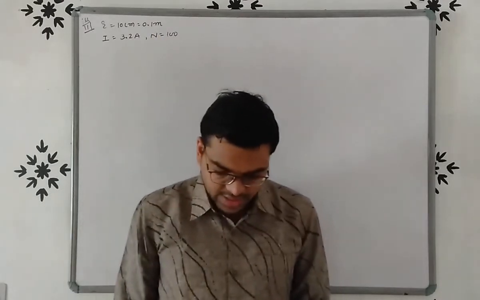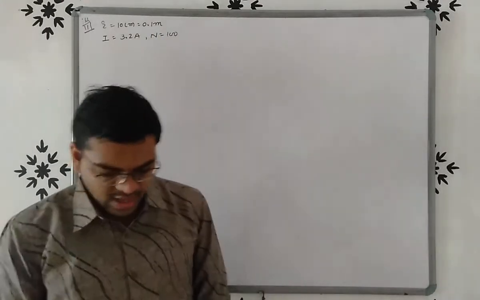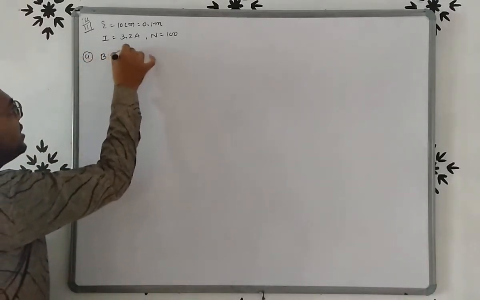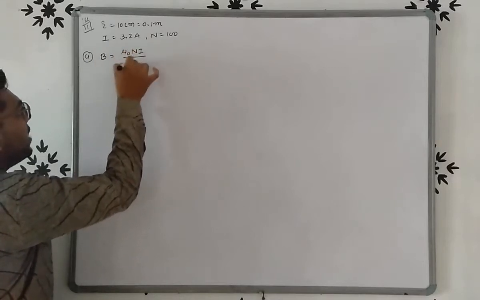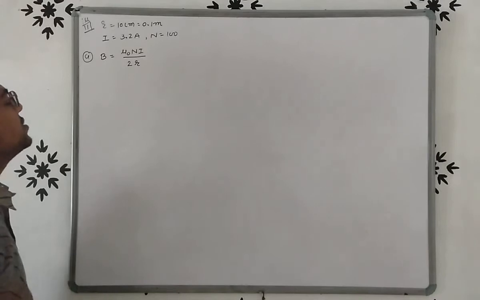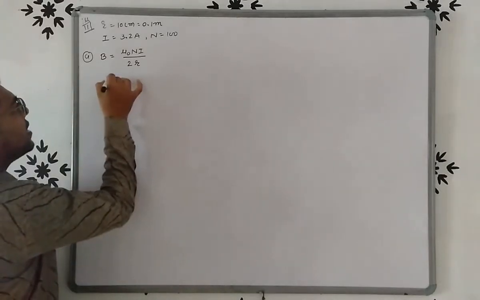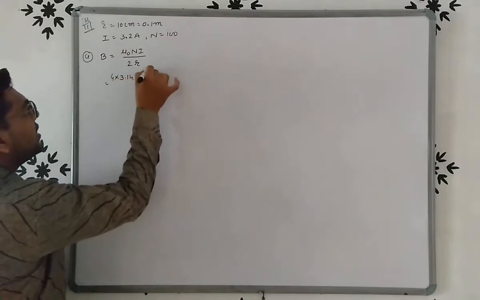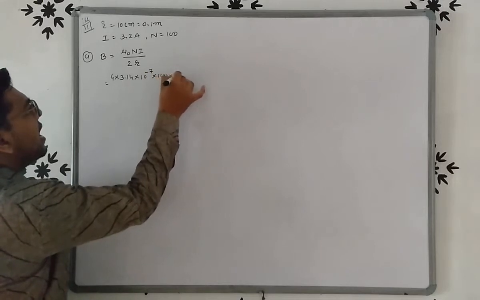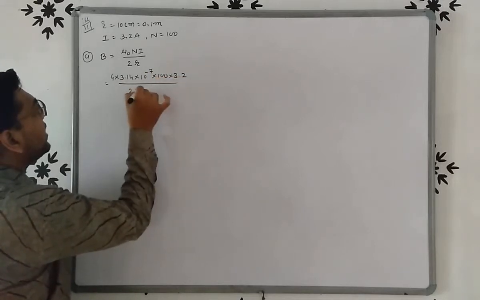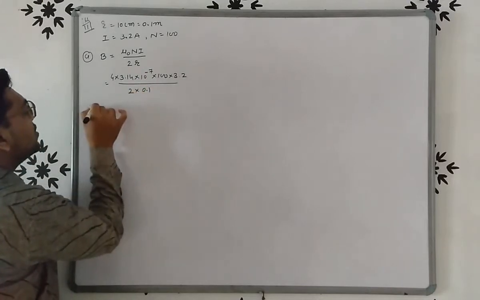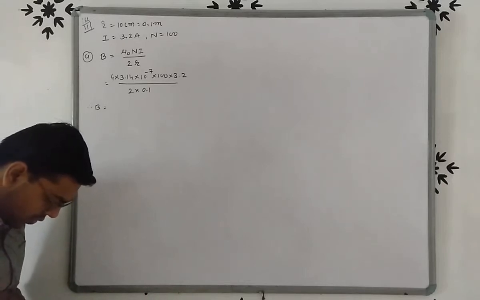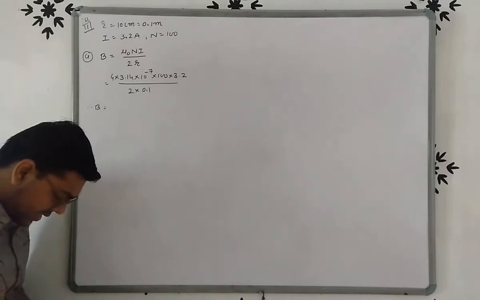So first, what is the field at the center of the coil? So we have to find out the magnetic field at the center. We already know the formula of magnetic field at the center of a coil. B is equal to mu 0 N I upon 2R. The value of mu 0 is 4 pi, that is 3.14, into 10 raised to minus 7, N is 100, I is 3.2, upon 2 into radius 0.1. If you calculate this, you will get magnetic field 2 into 10 raised to minus 3 Tesla.